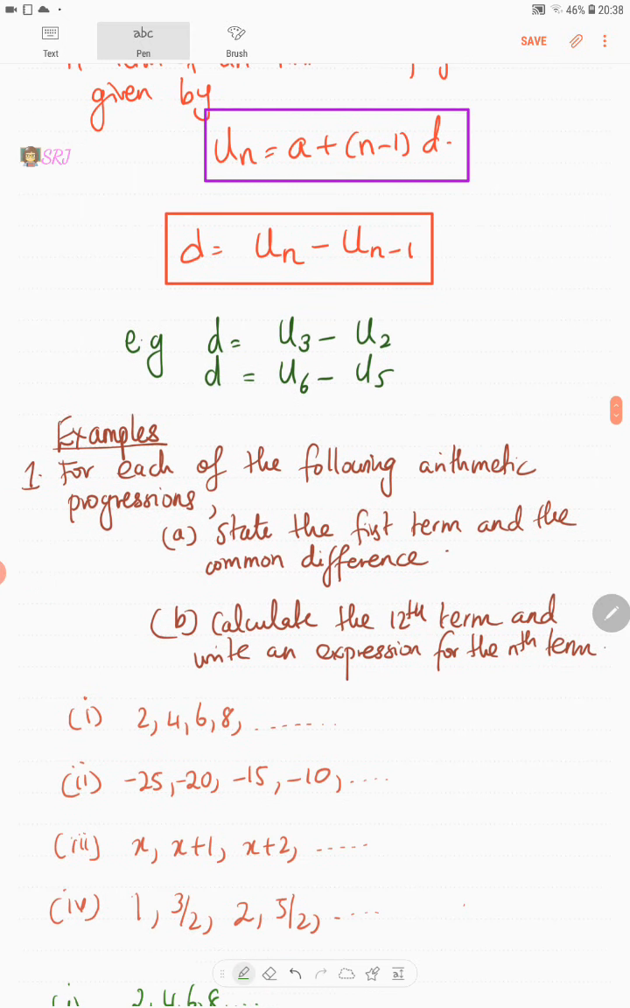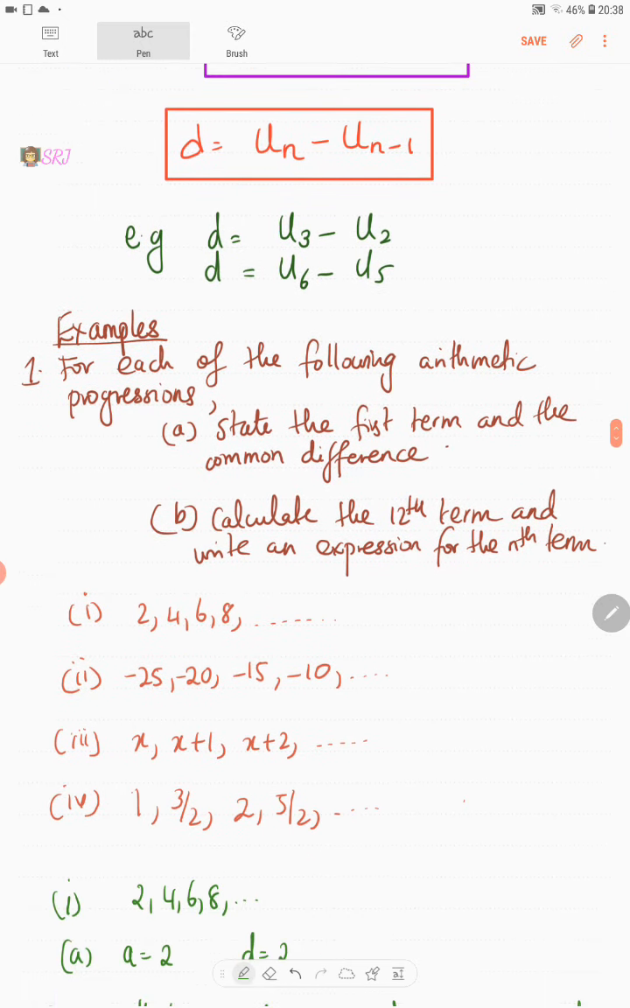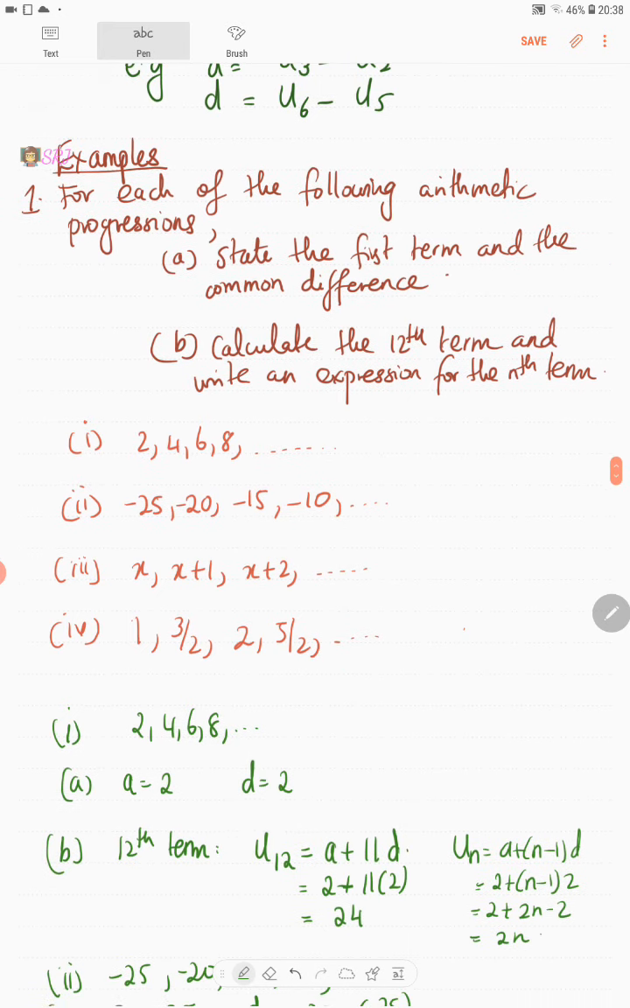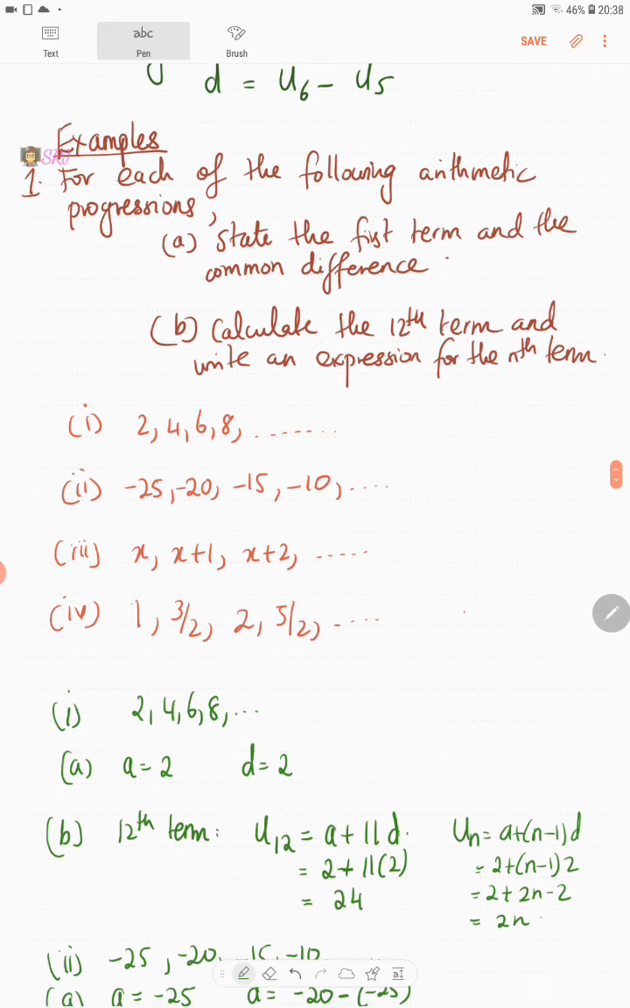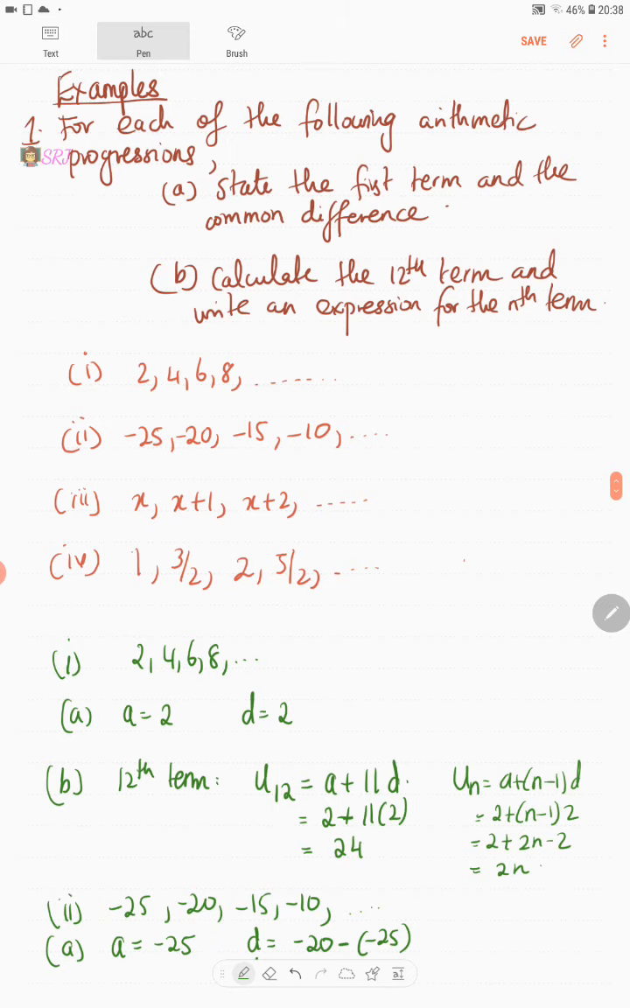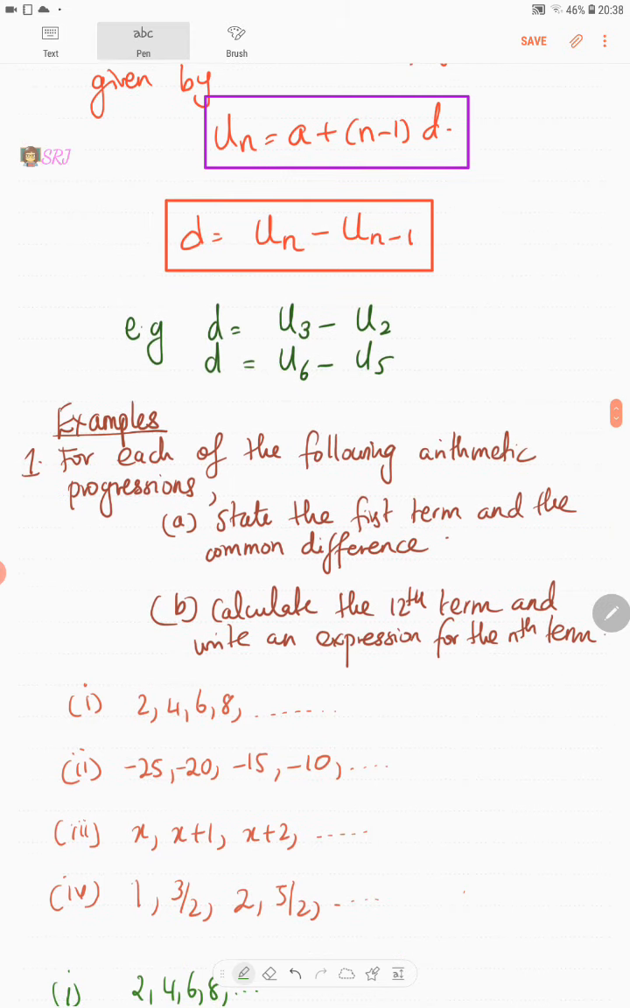And then we saw an example whereby we had to calculate the 12th term and also write an expression for the nth term. So that's all.